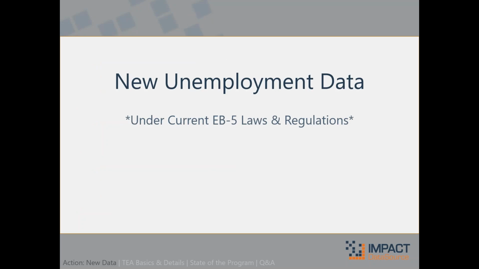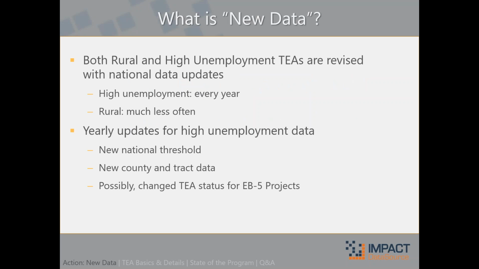We've been talking about possible changes to the program for years and years now, but we're still under the old way of doing things. So what we're talking about now is what's going on under the current EB5 rules, regulations, and laws. So what is this new data? Under the current program, there are still two ways to make a TEA. Either you qualify as a rural project, which not very many projects are, or high unemployment for the non-rural projects. Most of you are probably more interested in the high unemployment TEA aspect of things.